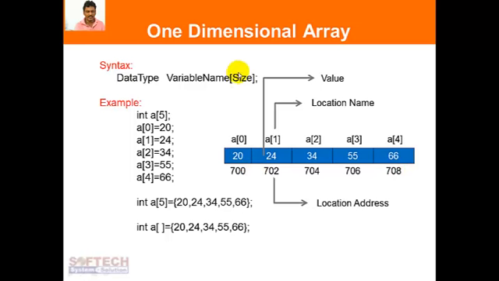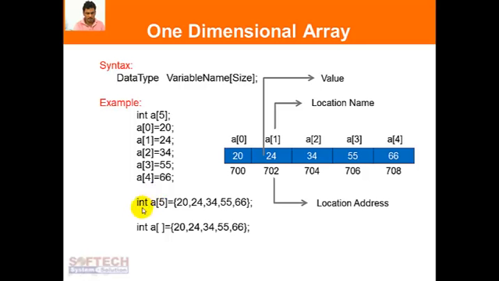In an ordinary variable, it does not continuously allocate the memory. So we cannot find it by the help of another variable address. We cannot predict the address of one variable by the help of another variable.